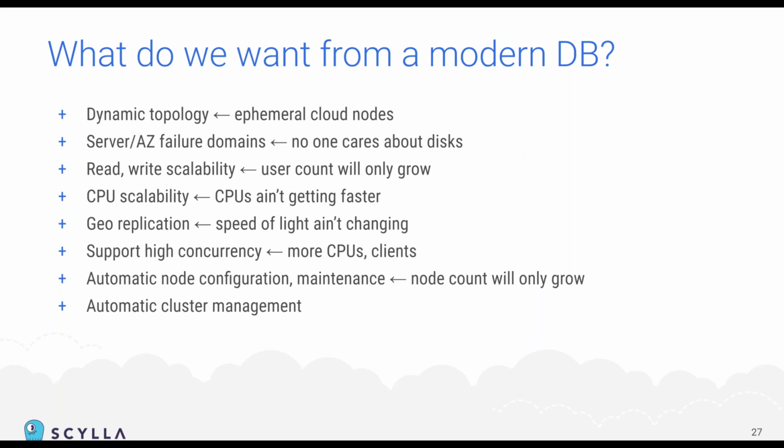We also need geo-replication because, like we said, data is going to be spread globally and the speed of light is not going to change. It's not going to improve. That's not happening. We need to support high concurrency, many more connections than we support now. And of course, because the topology is dynamic and we're going to use a very large number of nodes, we don't want to deal with configuring and managing them manually, because it's impossible to manage 1,000 nodes manually.